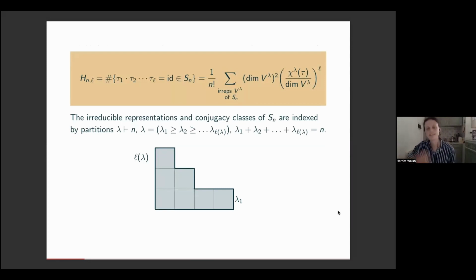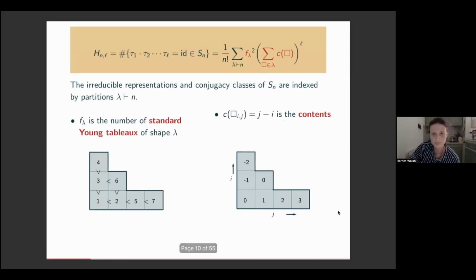And in fact, the dimension of these representations and the normalized characters are just data that we can read off the Young diagrams of the corresponding partitions. In particular, the dimension of the representation is just f^λ, the same number of standard Young tableaux that appears via the Robinson-Schensted algorithm.